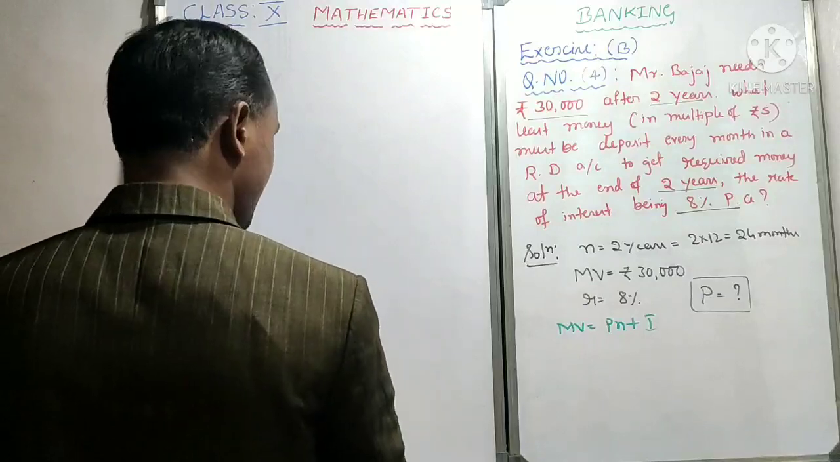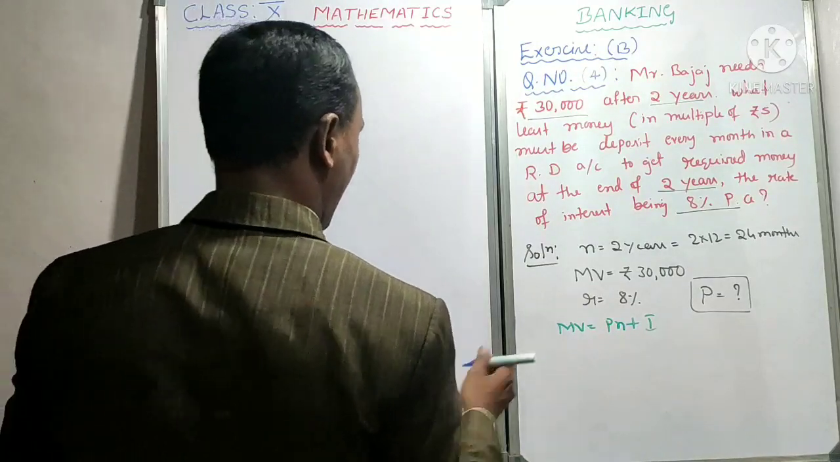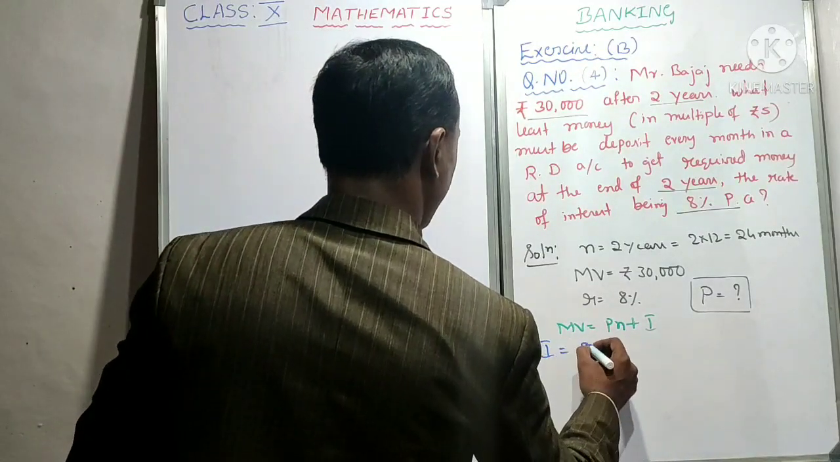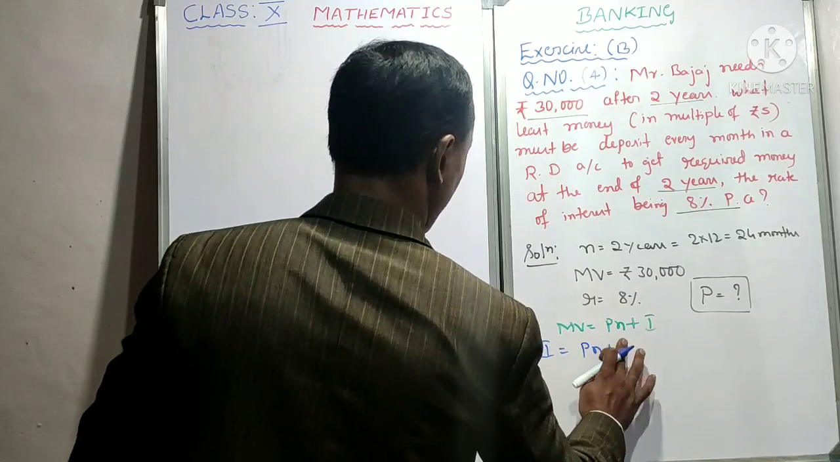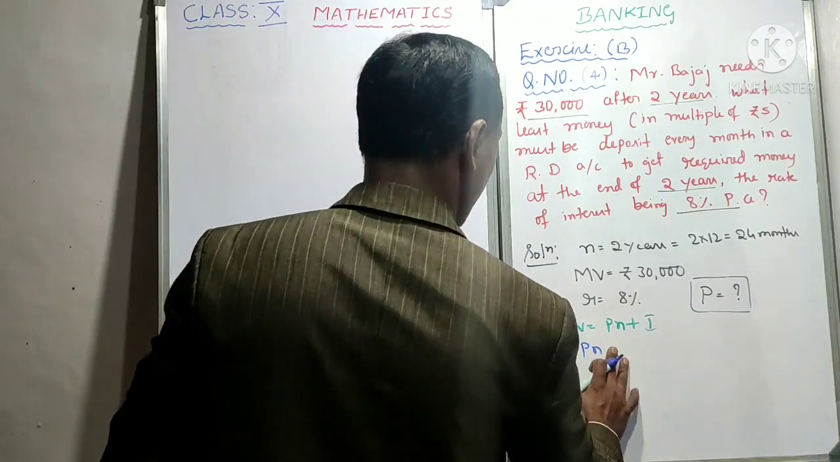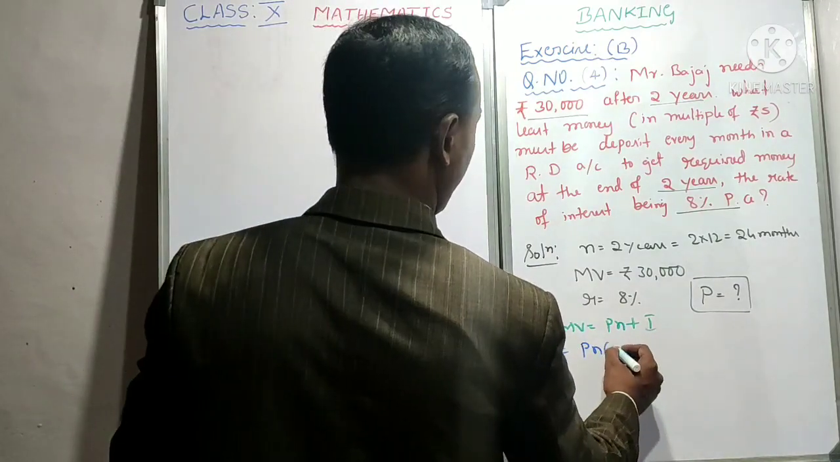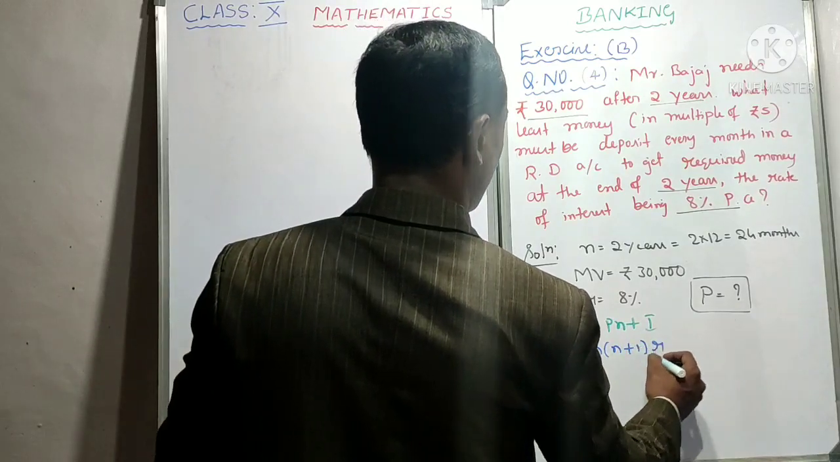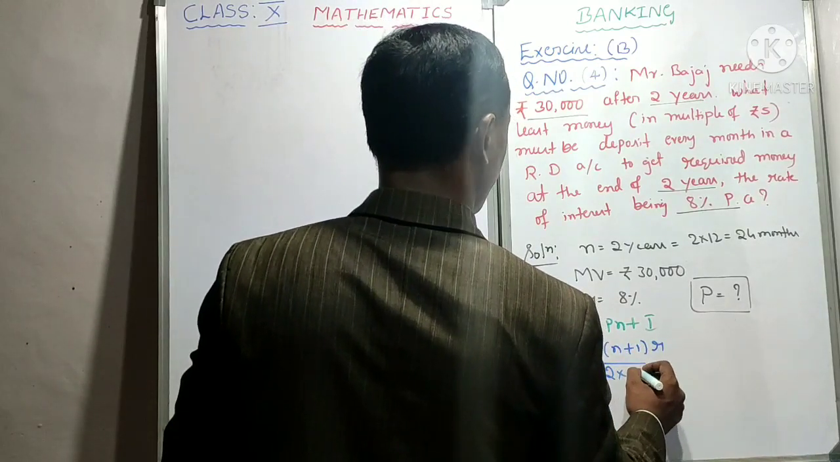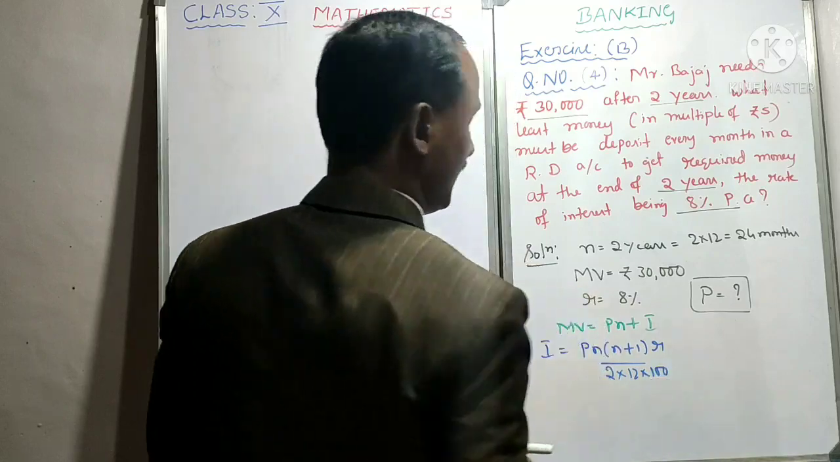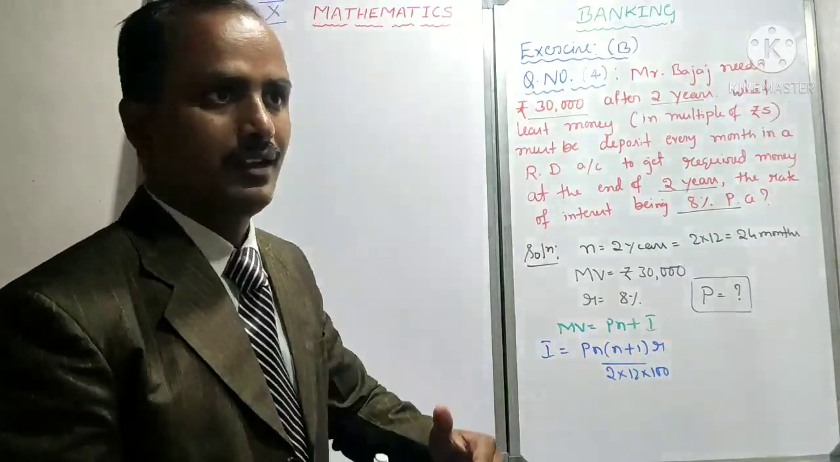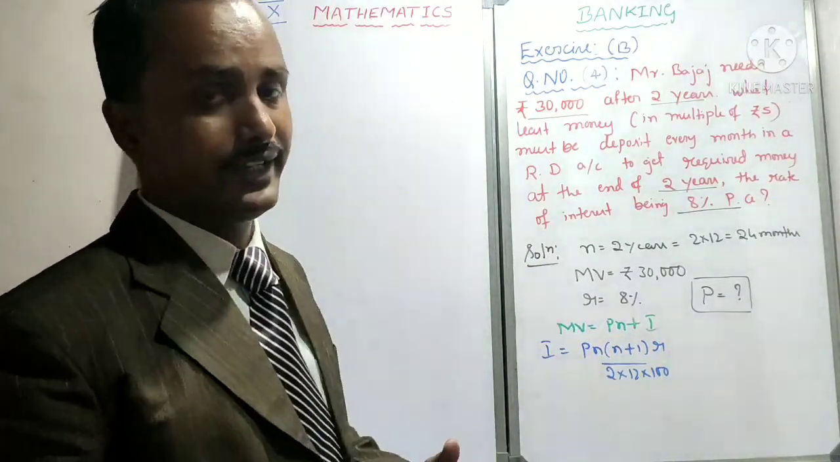The I formula, what is that? I is equal to Pn(n+1)/2 times R/12 times 100. Dear children, in this lesson, 4 types of problem I divided and I solved.